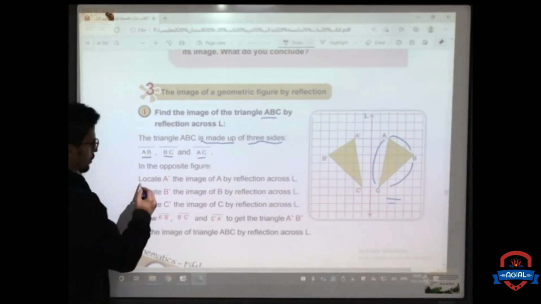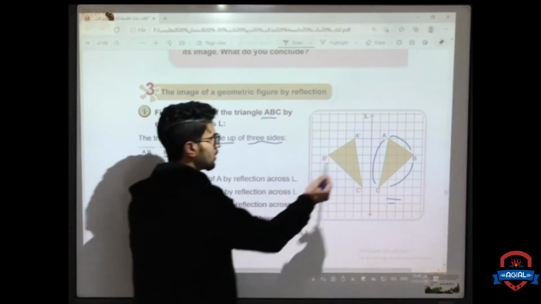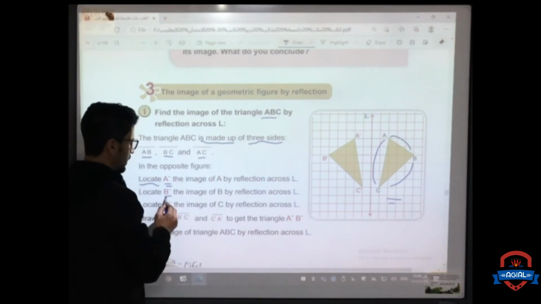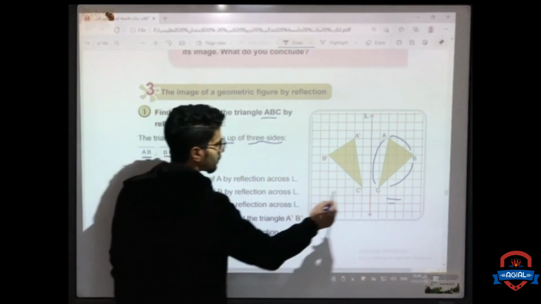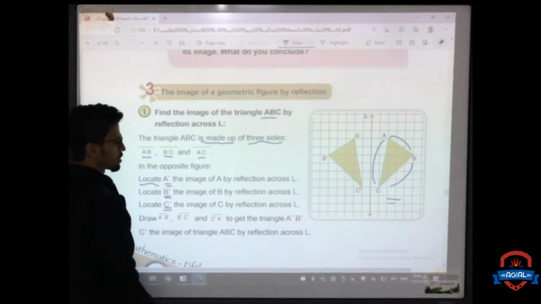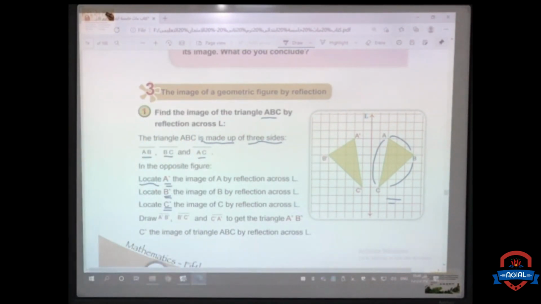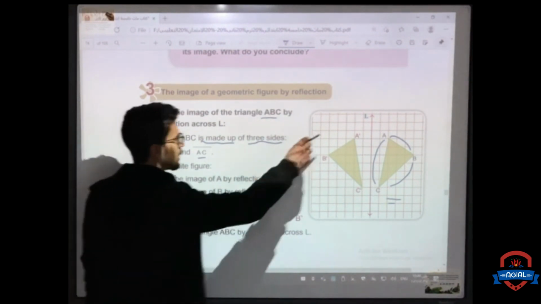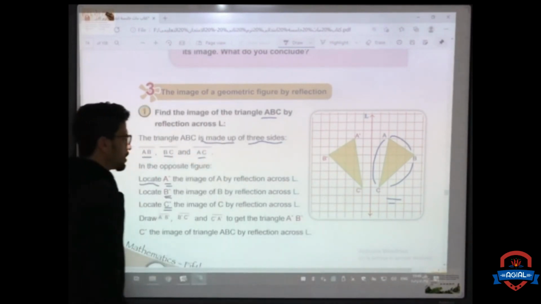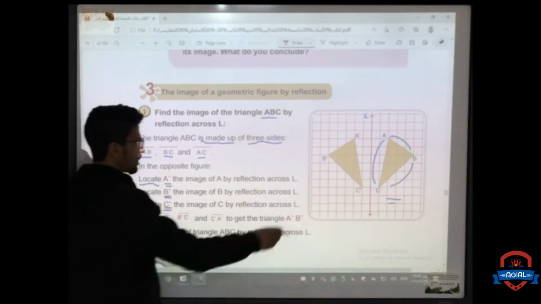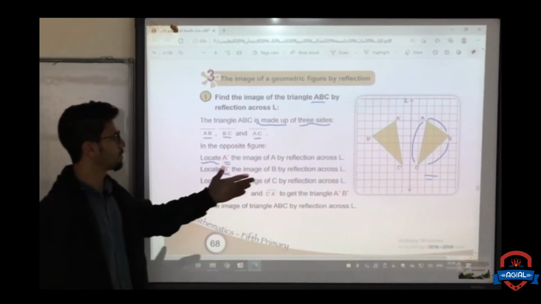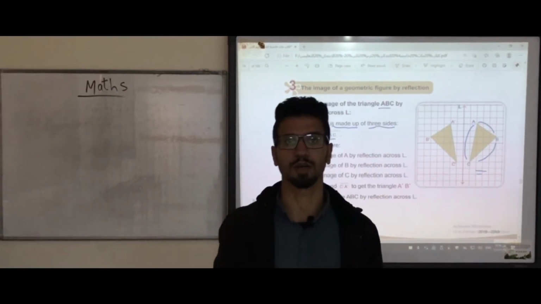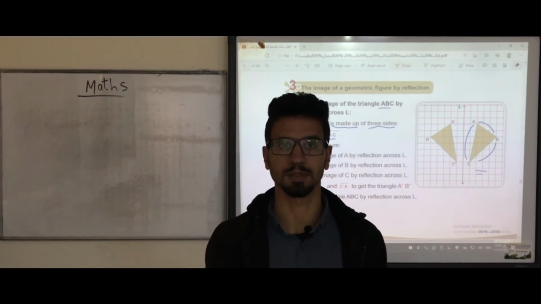So we have to start by locating A dash, the image of A, and we locate the image B dash. Then we locate the image of the point C dash, by reflection across the line L. Then we have to draw all line segments A dash B dash and B dash C dash and A dash C dash. Then we get the triangle A dash B dash C dash, and this is the image of the triangle ABC by reflection across L. So we can find the image of any shape or any polygon by reflection across a line by following these steps.